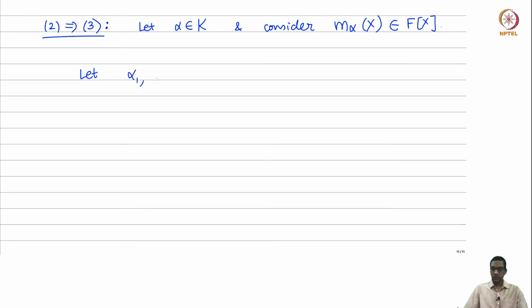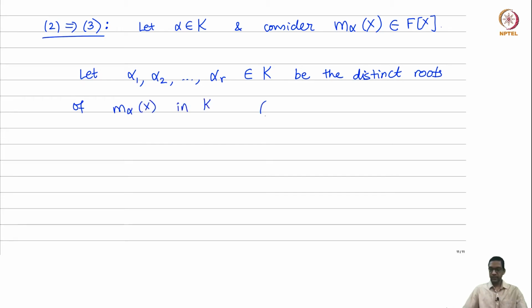But anyway, let's write those roots down. Let alpha 1, alpha 2, up to alpha r belonging to K be the distinct roots of this polynomial m alpha of X in K. Observe r is at most the degree of m alpha. We don't know that it has exactly the degree number of roots. It probably has fewer. Also, it definitely has one root, which is alpha. So let's say that alpha 1 is your alpha.